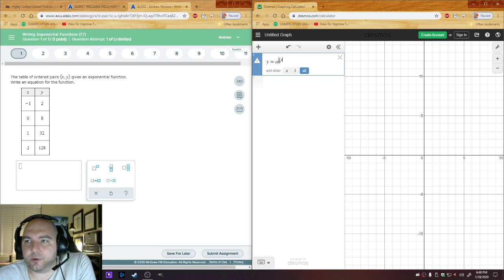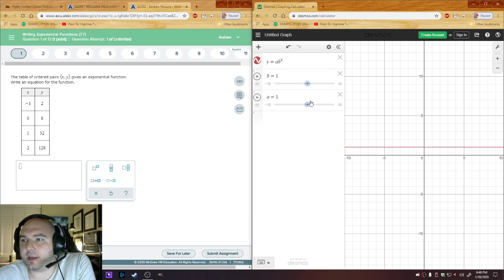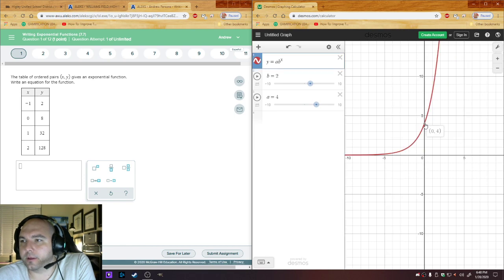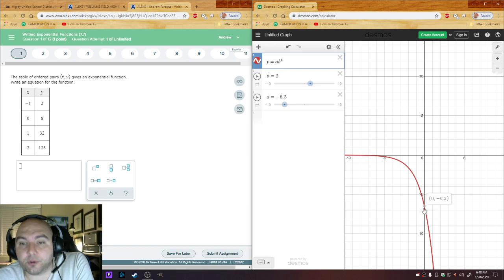The a value is essentially the y-intercept. For example, if I were to make, hold on one second, let me make b something interesting. Okay, if I were to make a 1, the y-intercept is 1. If I change a to 4, the y-intercept is 4. If I change a to -6.5, the y-intercept is -6.5. Whatever a is going to be the y-intercept, at least in these generic formulas, with no additional stuff. If it's just a b to the x, the y-intercept is whatever a is.